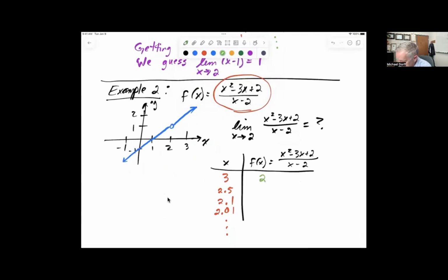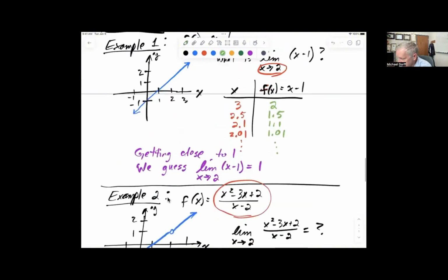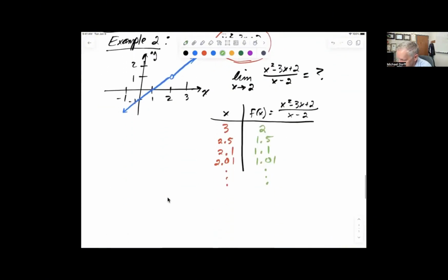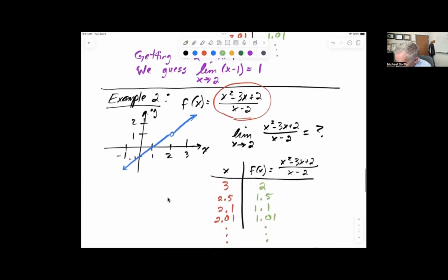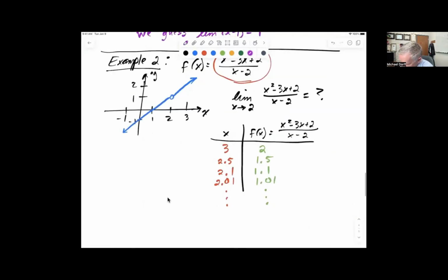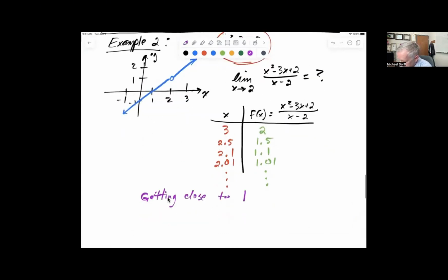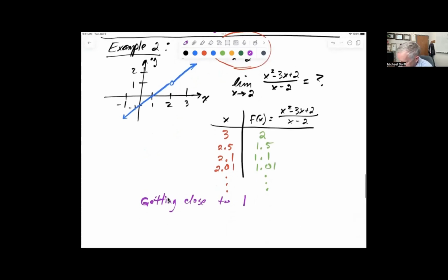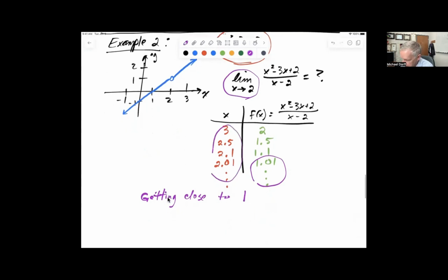When x is 2.5, I get 1.5, and then just keep going down. I get 1.1, 1.01, and so on. Actually, the same values that I had in the previous example. And so what do we have here? We can say that the values are getting close to 1. So my limit is getting close to 1 as x is getting closer to 2. This is the limit as x is going to 2. As I'm doing that, my green values are getting close to 1.